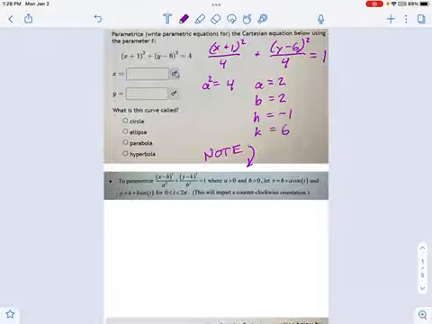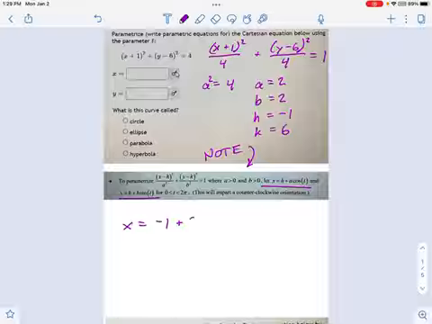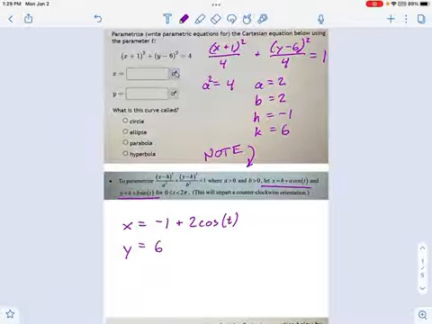Now, let's use the second part of the note. Let x equal h plus a cosine t, and y equal k plus b sine t. So x equals, h is -1, plus a, that's 2 cosine t. And y equals k, which is 6, plus b, which was 2, sine t. Okay, and that's our answer.